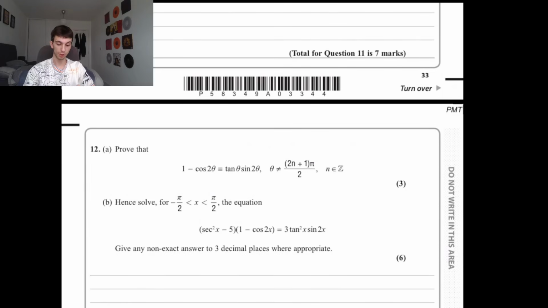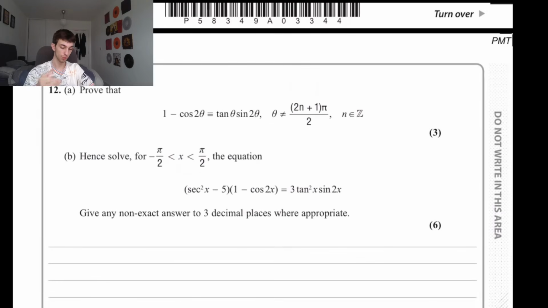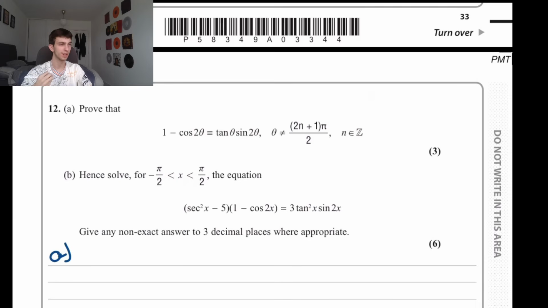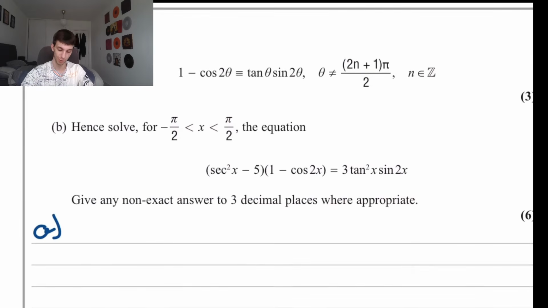Okay, question 12, a little bit of trigonometry. We have to prove that 1 minus cos 2 theta is equivalent to tan theta sine 2 theta. So I'm going to start from the right-hand side here. Why am I starting from the right-hand side? Because I know there are multiple double angle identities for cos 2 theta. I don't want to have to randomly pick which one to use.